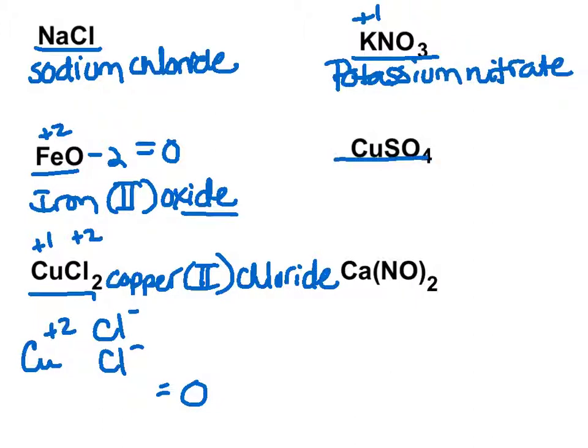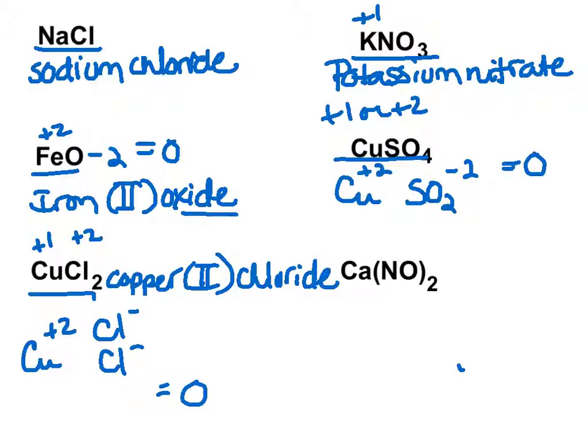Once again, we have copper. We know copper can be +1 or +2. In this instance, it's bonded to a sulfate ion, which has a charge of a -2. And since there's only one copper in the formula, I know that that must be copper +2. +2 minus 2 equals 0. So I've determined copper +2. I would write copper 2 sulfate.